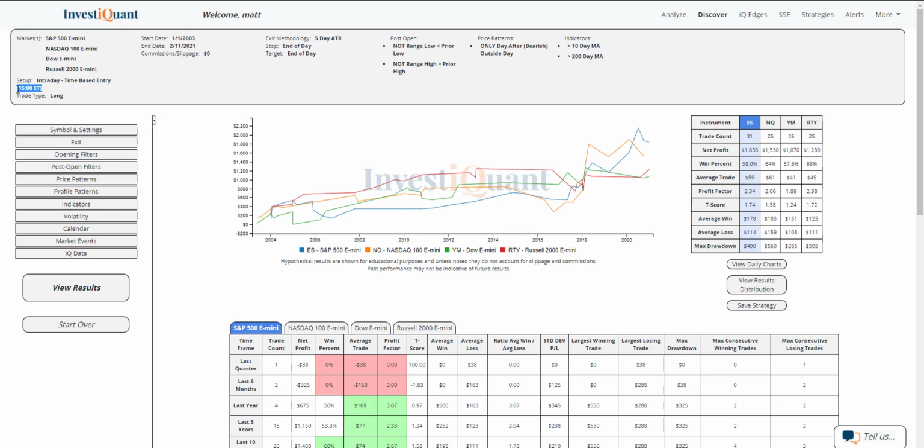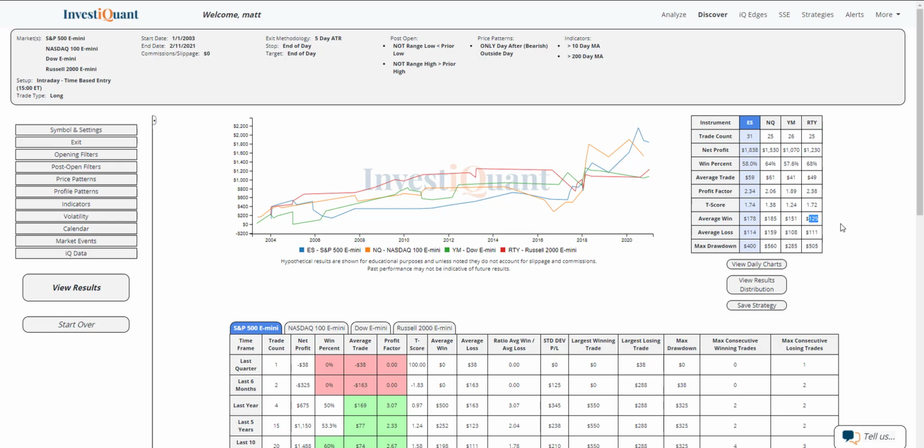If we look at the average win and average loss on these, you'll see the average win a little bit bigger than the average loss there for the S&P. They're pretty similar in size for the NASDAQ. The average win a little bit larger than the average loss in the Dow, and they're pretty similar in size for an average win and average loss in the Russell.